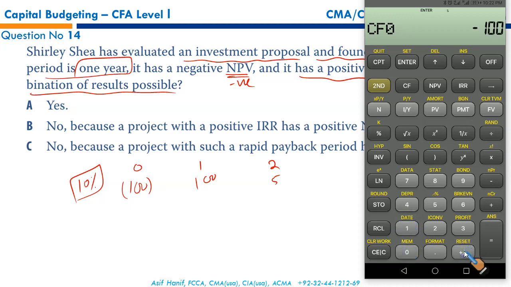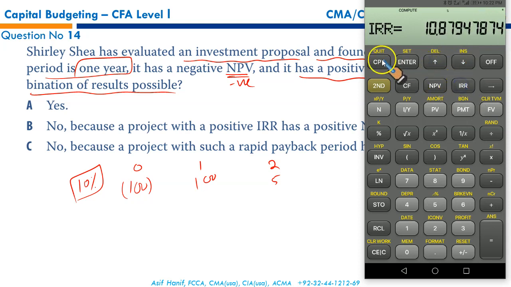Let us do it. $100 negative, enter, down arrow key. Then we have $100 positive, enter, down arrow key twice, and $5 in the second year. NPV for 10%. NPV is negative. Yes, it is. Negative 4.95. Negative NPV. Yes. Payback. Payback is 1 year. What about the IRR for this project then?